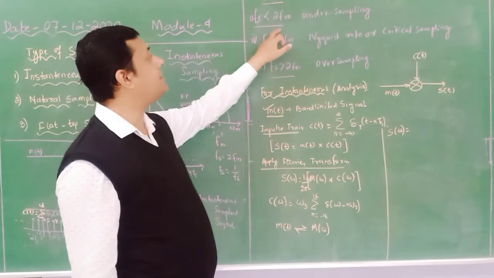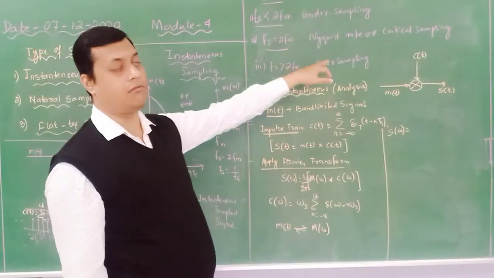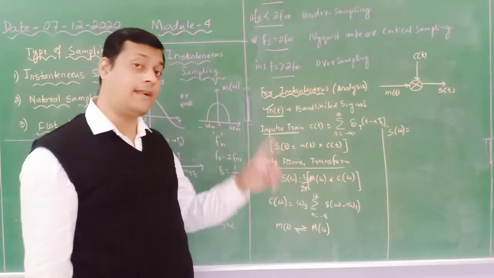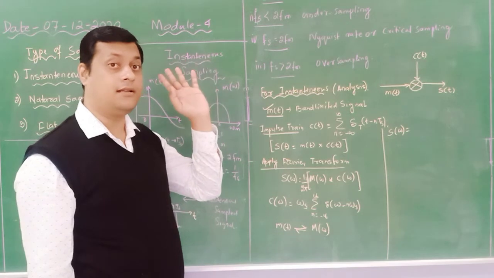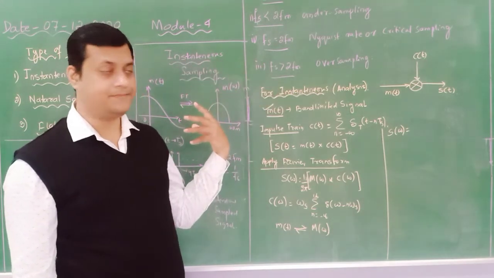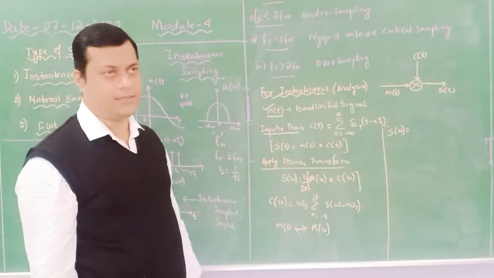If Fs is less than 2fm, under sampling. If Fs is equal to 2fm, Nyquist rate. If Fs is greater than 2fm, over sampling. It is quite similar to modulation: critical modulation, over modulation, under modulation. Similarly, we have to identify our samples.